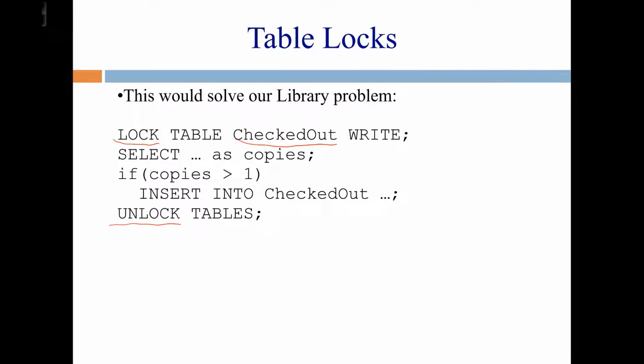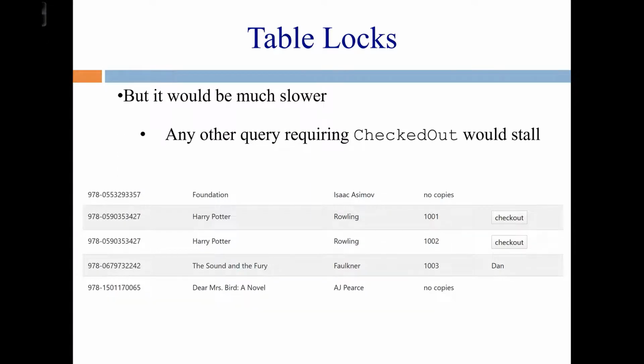It would keep at least one copy for the library, but it's overkill, and it prevents anyone else from doing anything with this table. So even other controllers that don't need to modify checked out but only need to read from it would not be able to run while this controller was running. And there is actually an example of that in the library web server. The all titles controller that produces this home page needs to read from the checked out table in order to produce this column, but it doesn't need to modify the checked out table.